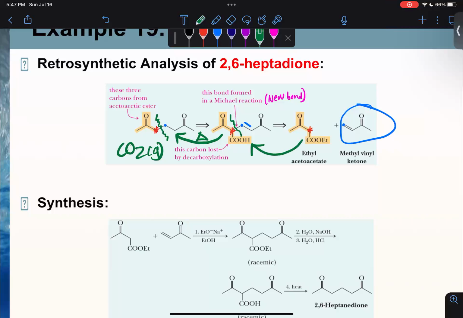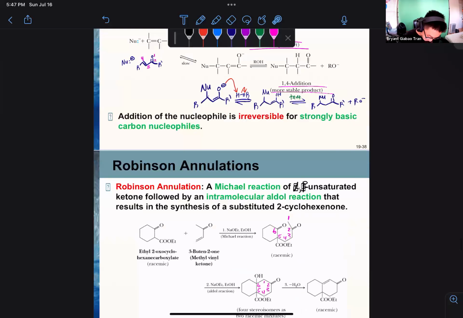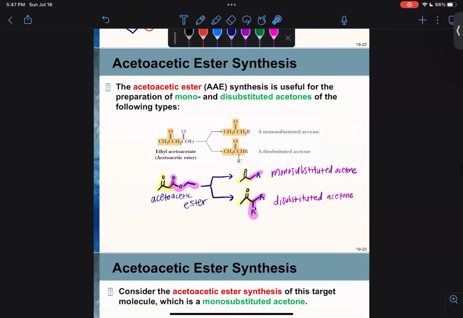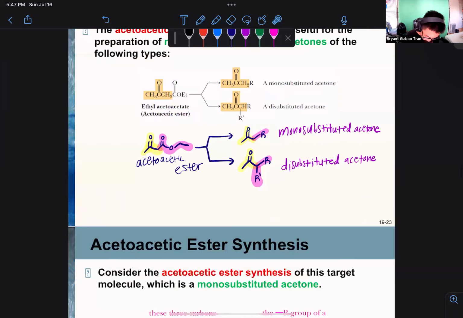So malonic ester is a carbonyl group, and then oh wait, malonic ester is something else. Malonic ester is when we start with two esters. This is only one ester. This is one ketone. So this is aceto something. This is the acetoacetic ester synthesis. Okay. Acetoacetic, yeah.